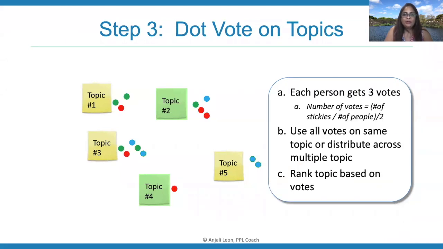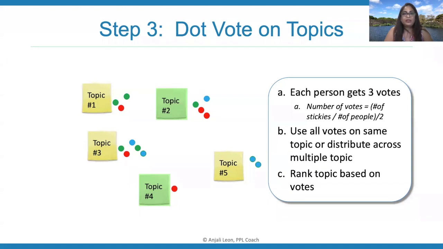Step 3 is voting on the topics that this group now wants to talk about. We use the dot voting technique to be able to do this, where each participant is given a certain number of votes. For example, a participant may be given 3 votes, and the participant can apply these 3 votes on either one topic, or they can distribute them across multiple topics.